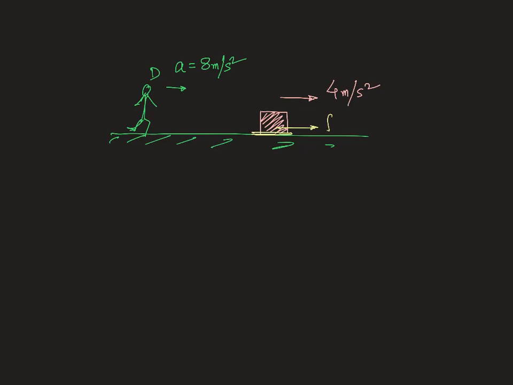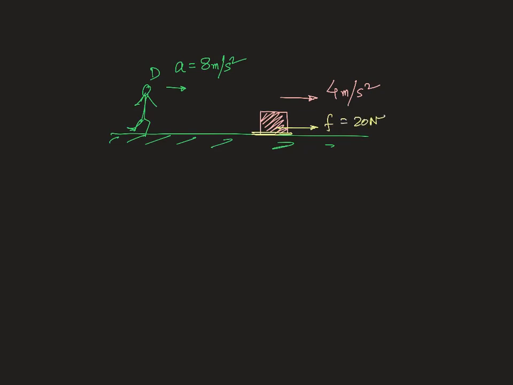So that means in this problem we have one more observer. His name is D, and D is running with an acceleration of 8 meter per second square, and there is a block, and the block starts with an acceleration of 4 meter per second square. So find work done by friction on the block. But there is a cart beneath it. The friction we have found out is 20 Newton.